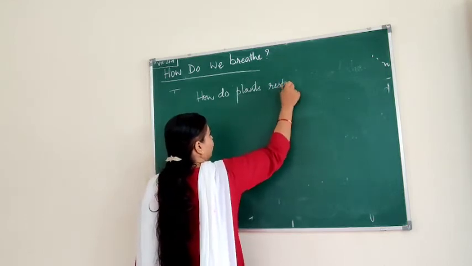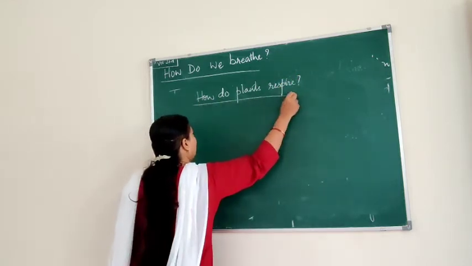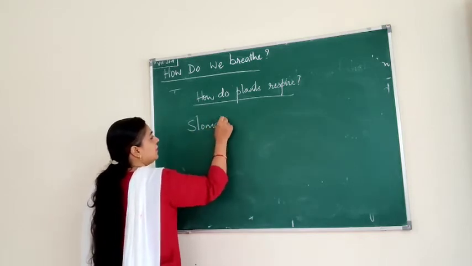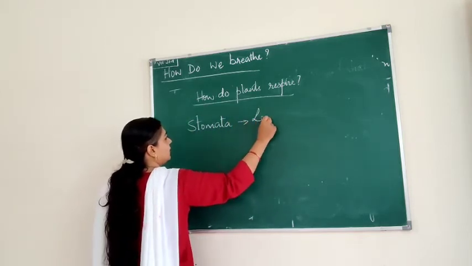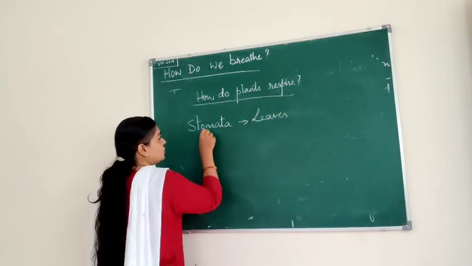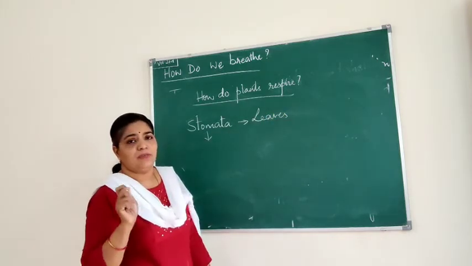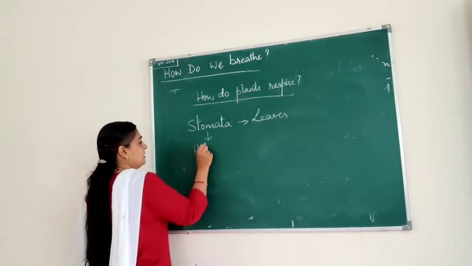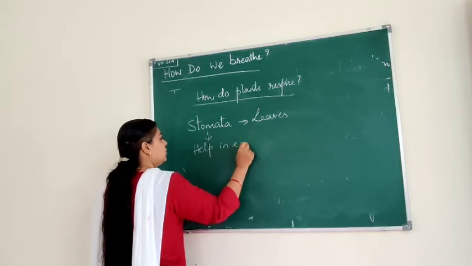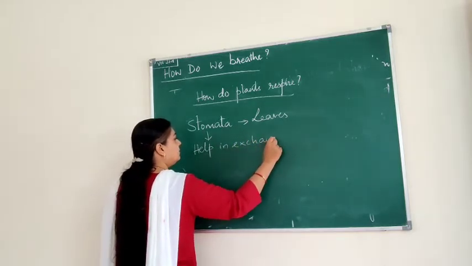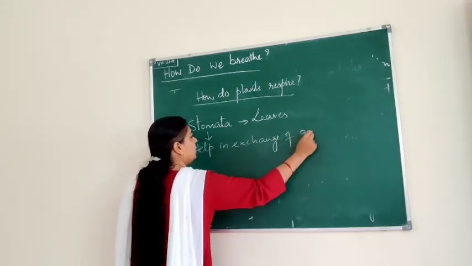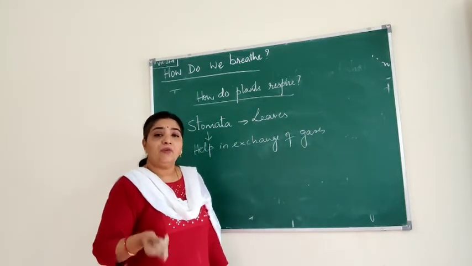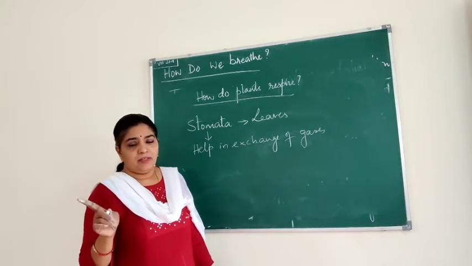Plants respire with the help of tiny holes called stomata. Where is it present? It is present in the leaves. We know very well, right? So stomata are the tiny pores present in the leaf, which will help in exchange of gases. So through stomata, the plants will take oxygen and give out carbon dioxide during respiration.